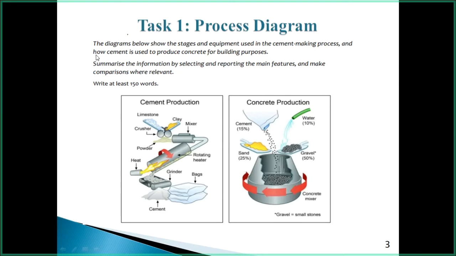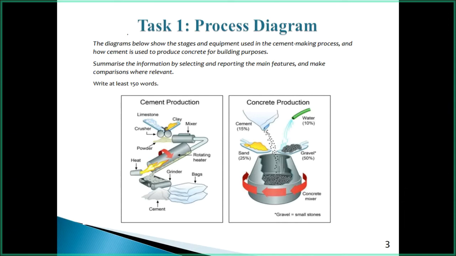Into the process of, the method of, the way of. So 'cement is used to produce concrete' can be replaced with 'concrete production'. For building purposes: for construction purposes, or for construction, simply construction. So this is how you can paraphrase.